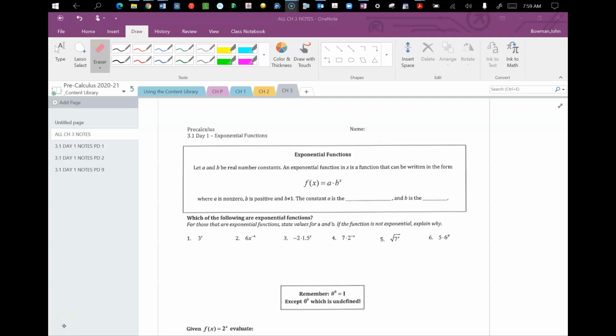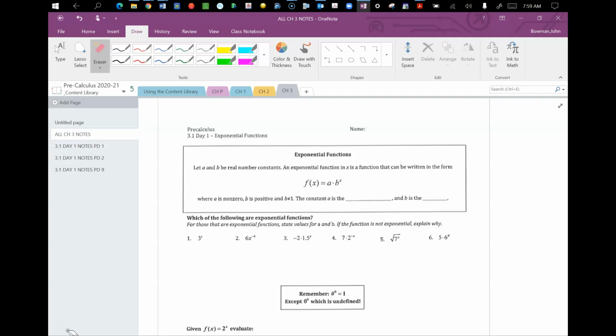Hi everyone, this is Mr. Bowman. We have finally finished Chapter 2 on polynomials and rational functions, and we're going to move on to Chapter 3, which is exponential and logarithmic functions. Both of those are topics that you would have covered in previous classes, Algebra 1 and Algebra 2. So hopefully you find this a review.